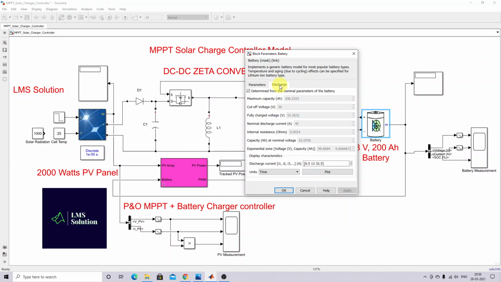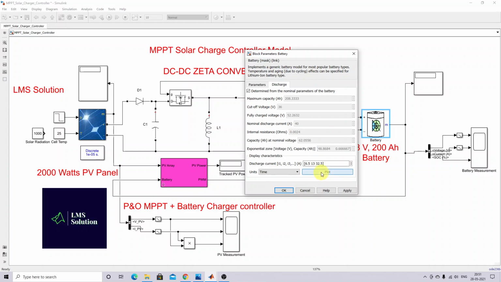Okay, and also you see the battery detail: the maximum capacity of the battery is 208.33 Ah, and the cutoff voltage is 36. The fully charged voltage or floating voltage is 52.26, and the nominal discharge current, it can discharge a maximum of 40 amps. Okay, nominally.